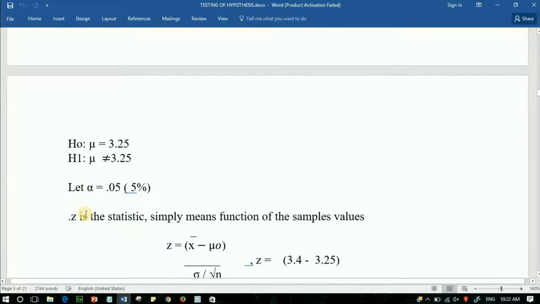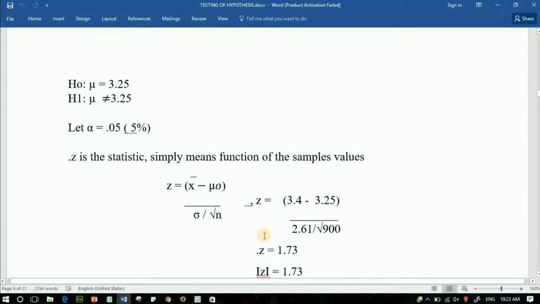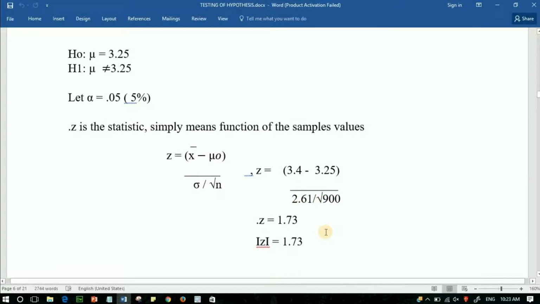The statistic Z simply means a statistic is a function of the sample values. Always remember this formula: Z is equal to x bar minus mu naught, whole divided by sigma by root n. Substituting the values, we get Z is equal to 3.4, that is the value of x bar, minus mu naught, that is 3.25, whole divided by sigma, the population standard deviation given as 2.61, whole divided by square root of n, that is 900. Calculating this, we get Z is equal to 1.73.